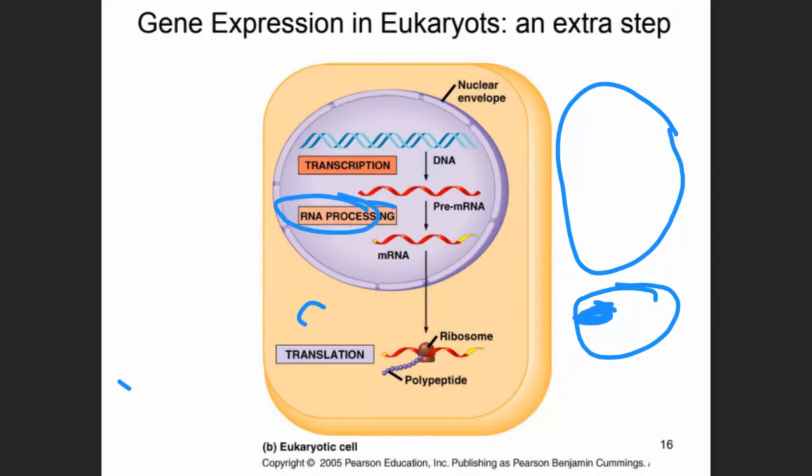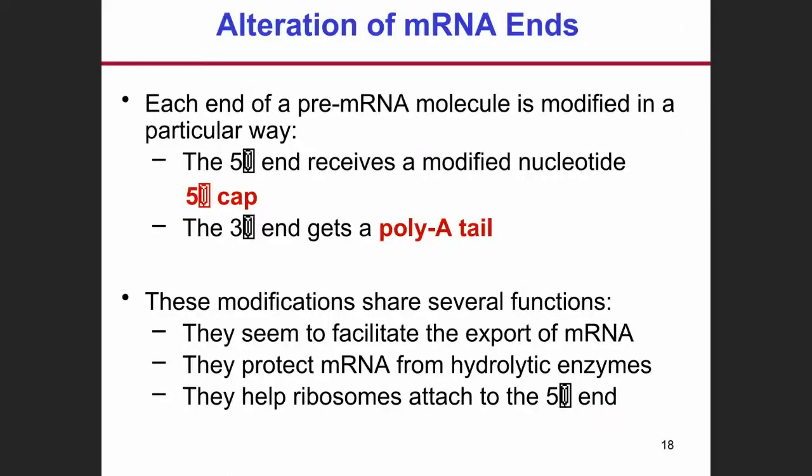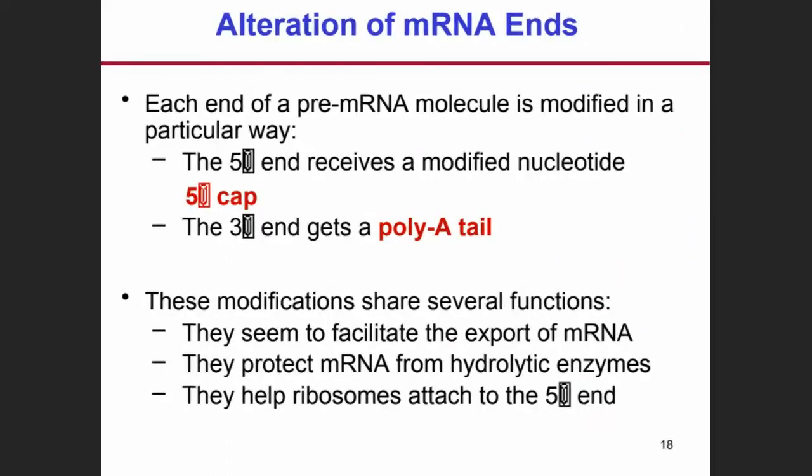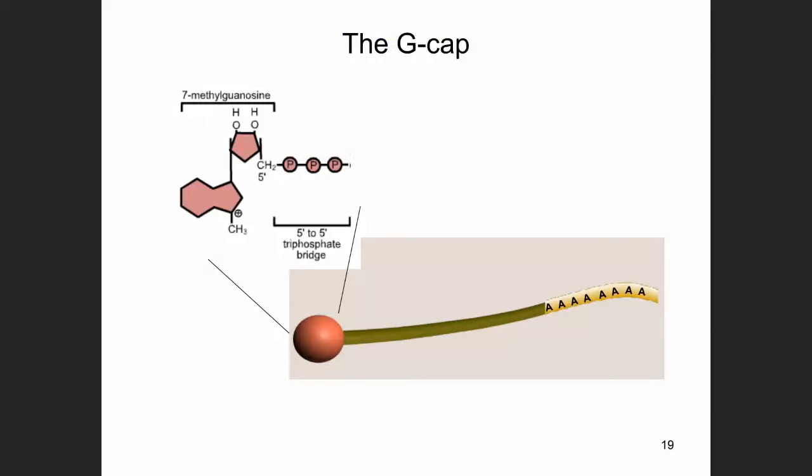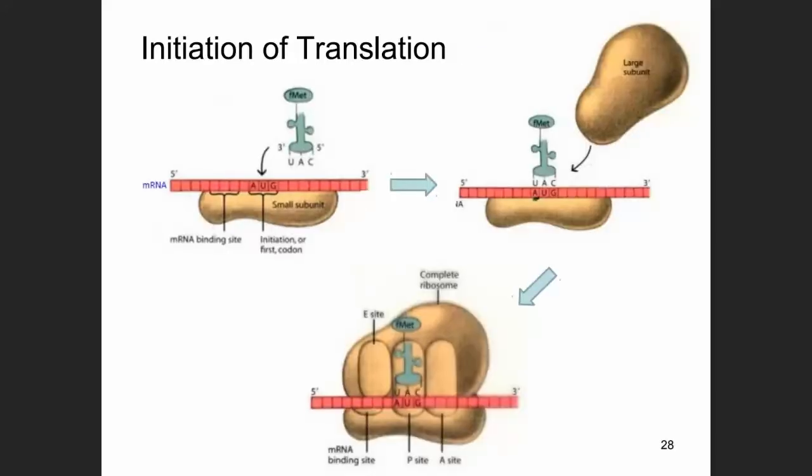First of all, I am going to go to the 5' end of the mRNA and put what we call a 5' cap. The 5' cap is a modified nucleotide, over here, that will be able to be recognized by this ribosome subunit, the binding site for mRNA, to attach once in the cytoplasm.